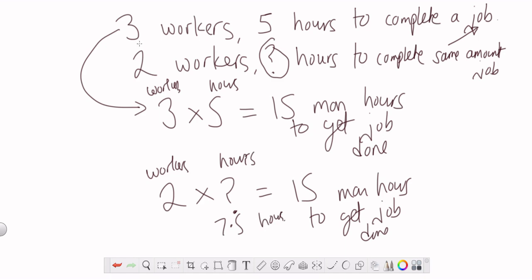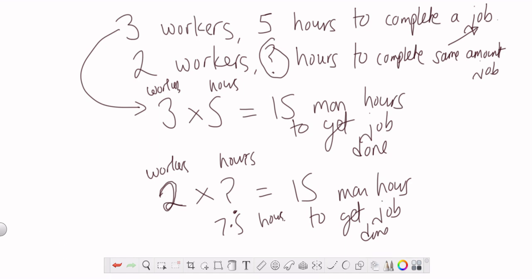So with 3 workers, each worker works 5 hours, gets the job done. Because we've got 1 less worker, we've only got 2 workers as opposed to 3, it's going to take each worker longer because they're going to have to share the burden for the person that's not here. So obviously they have to work extra long, 7.5 hours as opposed to 5 hours to get the same job done.